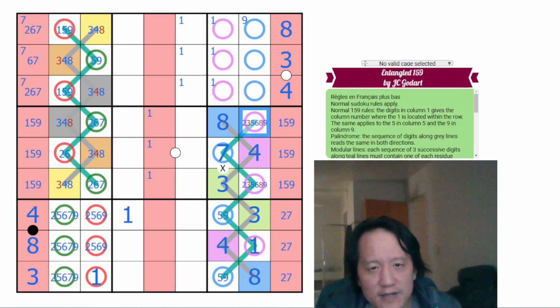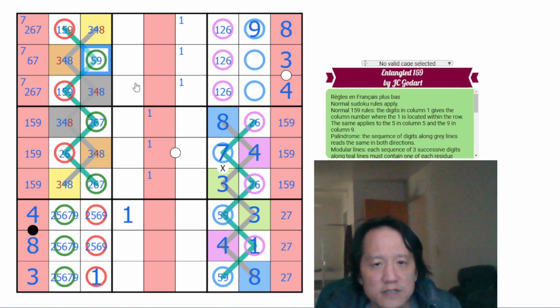Let's not jump the gun again. No 3, no 8, no 5, 9. It's 2 and 6, 2 and 6. So this becomes 1, 2, 6. This becomes, okay, so this is 9. This is 9, and this is 9. So this cannot be 9.